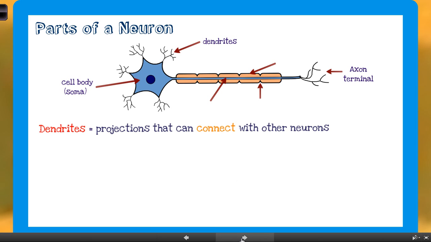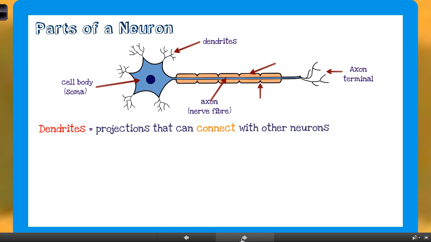Dendrites. So what are dendrites? Well, dendrites are little projections, that means bits that stick out, that connect with other neurons. These are the bits that can pick up signals from other neurons. So this is kind of the sensing end. They pick up messages from this end.